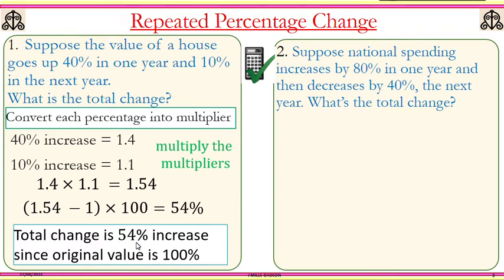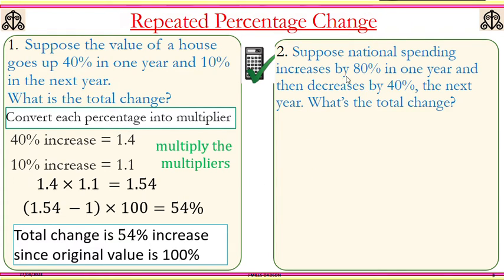So the effect of increasing something by 40%, then following it by a 10% increment, will be the same as increasing the thing at a go by 54%. That's what repeated percentage is all about. Let's look at the second example.